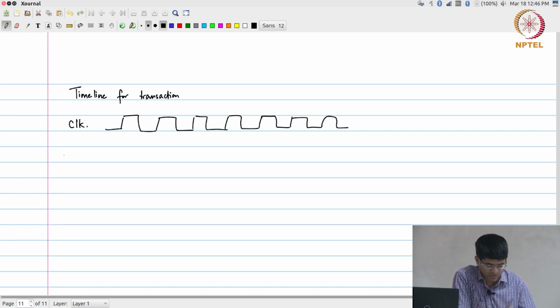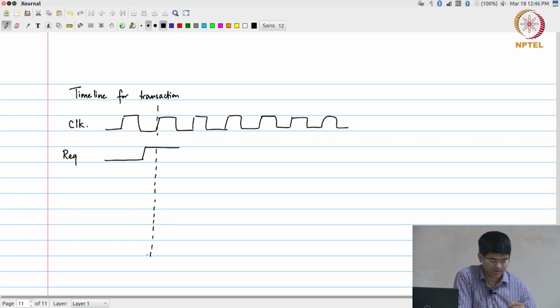But the process would go something like this. There would be a request signal which would go high, and assuming that all the elements are working on the positive edge of the clock, it means that if the request signal goes high somewhere here, it will be seen at the next positive edge of the clock by the bus. When would the grant signal come back? Assuming that the bus is free, a grant signal would then go up here immediately after that.